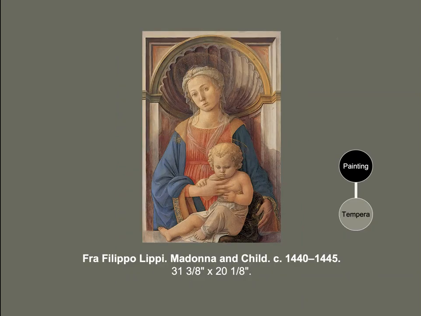This is an older tempera piece by Lippi, Madonna and Child from 1440 to 1445. So this is a great example of how tempera does not fade over time. You can still see a lot of beautiful detail. You can see this was used in layers to build up that luminous quality again.